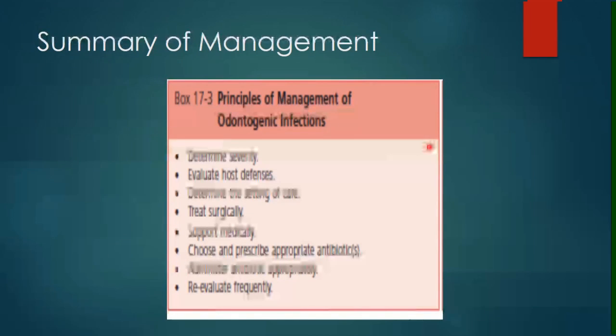So we reach the final slide, which is the summary of management. First of all, we have to determine the severity. As I said, it's going to be mild, moderate to severe. The more posterior and deeper the space involvement is, the more severe the case. And if the patient has tachycardia, tachypnea, fever, then it's going to be a severe case to manage. We have to refer to the oral maxillofacial surgeon. Evaluate the host defenses. Determine the setting of care.